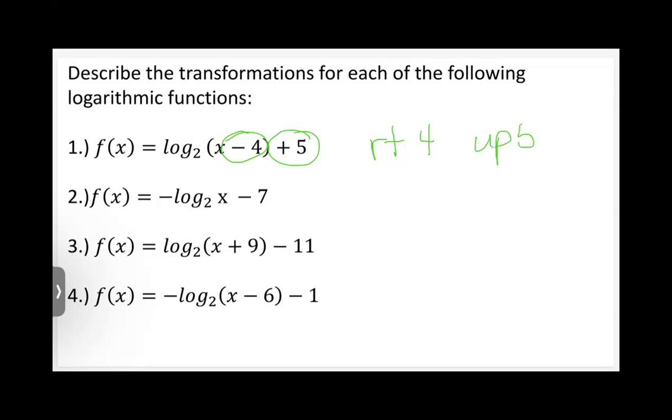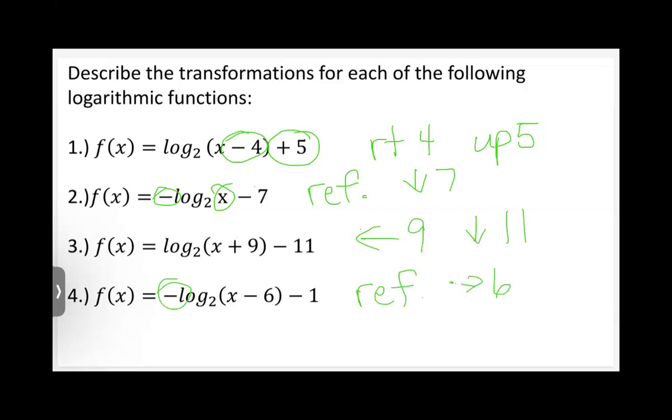Okay. This one, this negative says we're going to reflect over the x-axis. There's nothing in here with x, so it doesn't move left and right. And then -7 goes down 7. Okay, this one, we go left 9 and down 11. This one reflects because of the negative, and then we go right 6 and down 1.